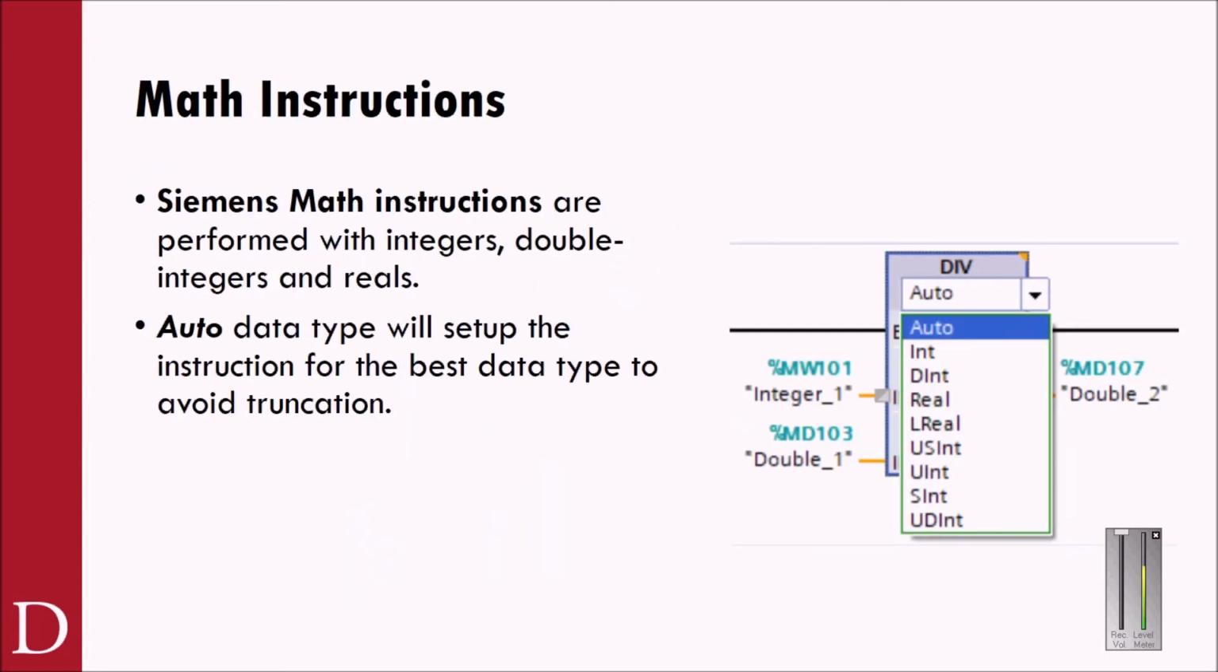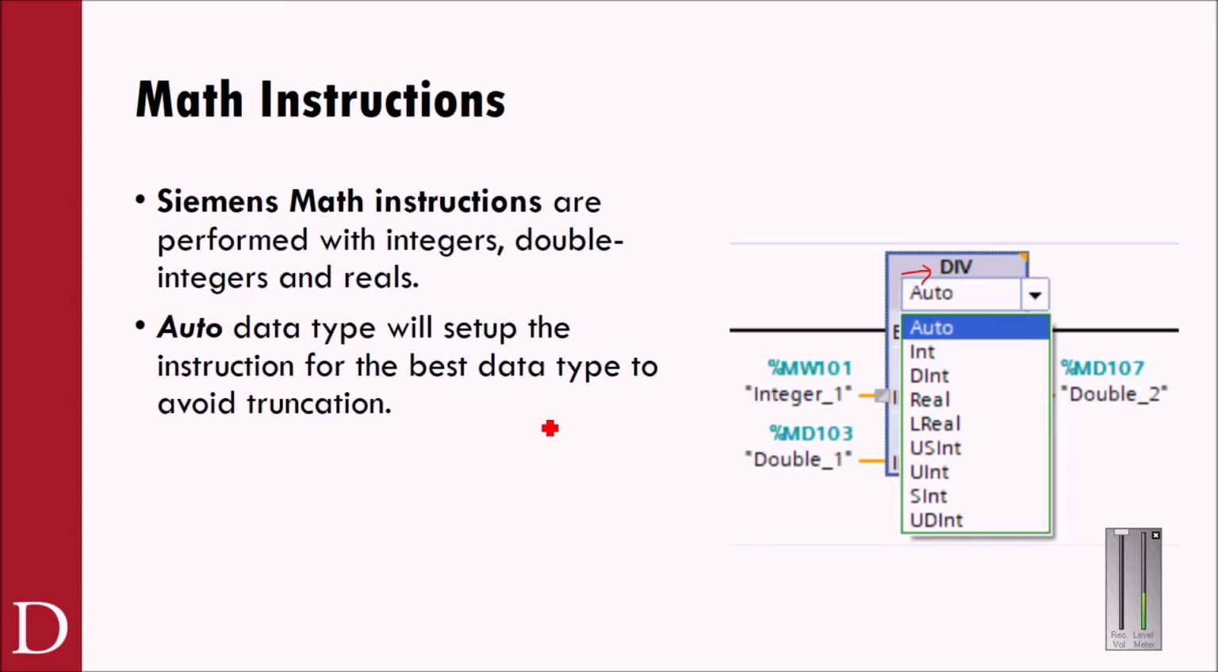So just like I was showing you in the in range there, Siemens math instructions are performed with integers, double integers, and reals. You can see how when you go to the divide block here, the auto will set up the instruction for the best data type that tries to avoid truncation. Auto works pretty good. The auto will tend to over exaggerate, meaning it'll use more memory than it might need. If you're only going to be dividing small numbers, you might be able to get away with doing just integers.